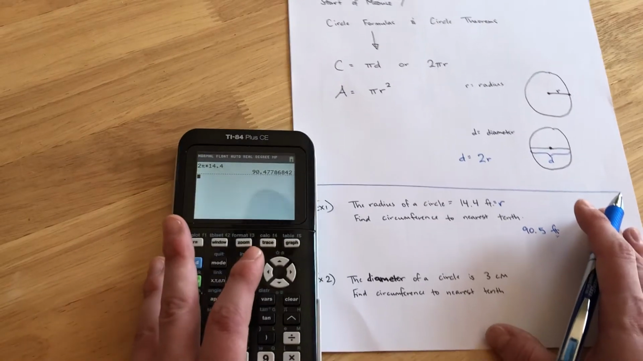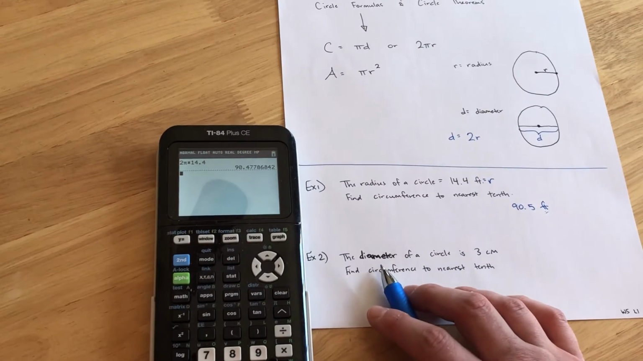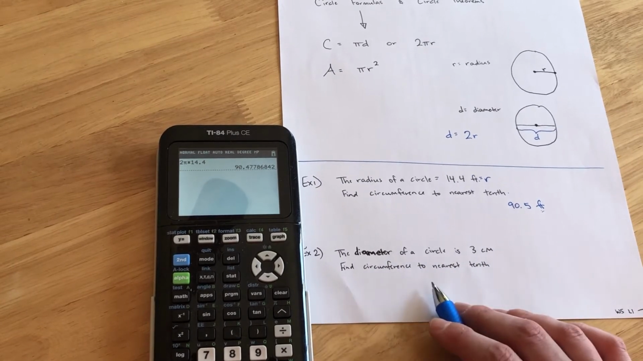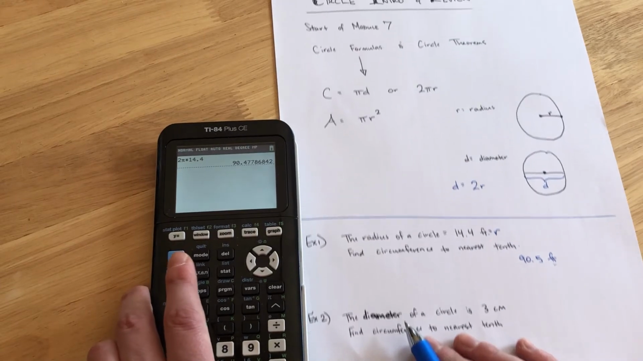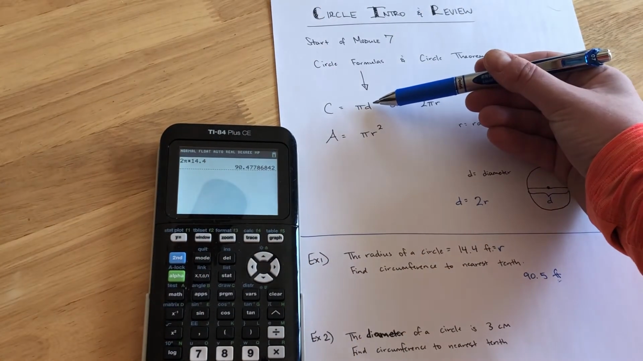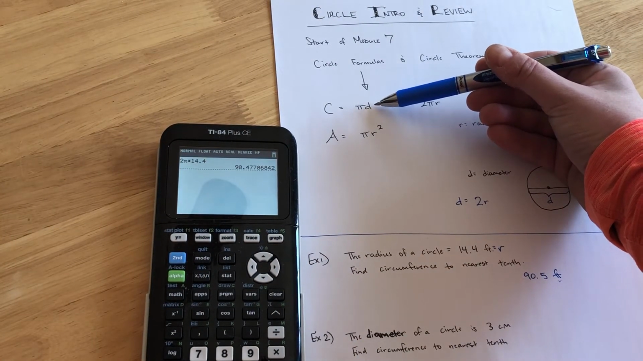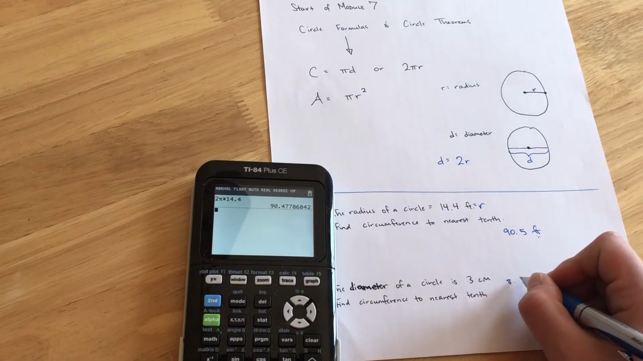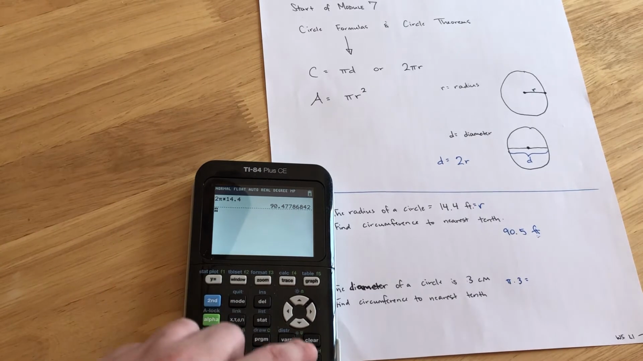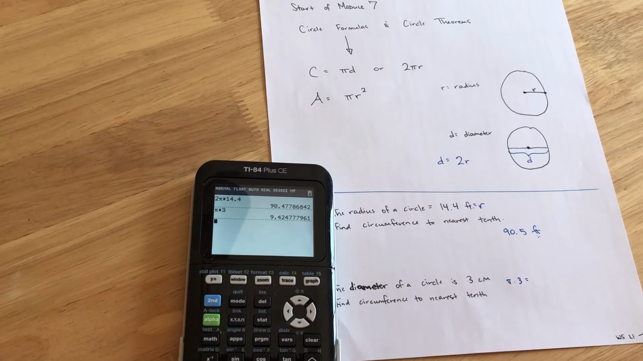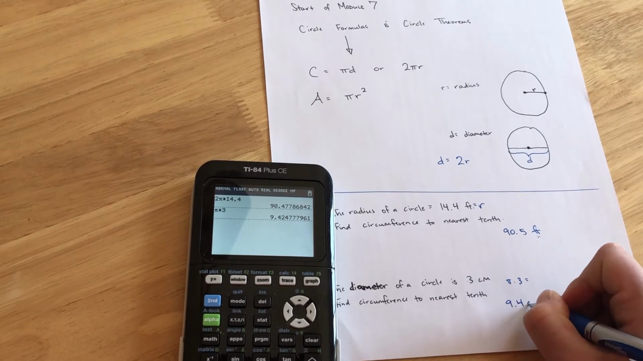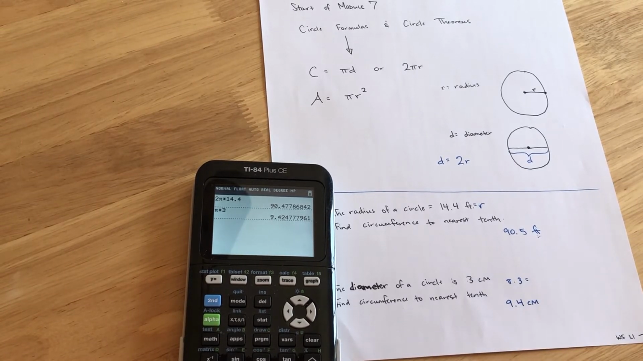Next up, here on example 2, they might tell us that the diameter of a circle is 3 centimeters, and then it wants us to find the circumference to the nearest tenth. So the circumference formula, using d this time, is just pi times d. So pi times 3 would be our calculation to make, and round to the nearest tenth. The circumference here is 9.4 centimeters.